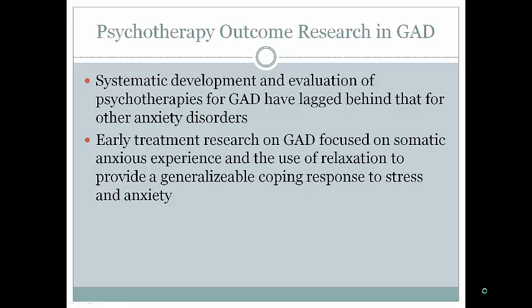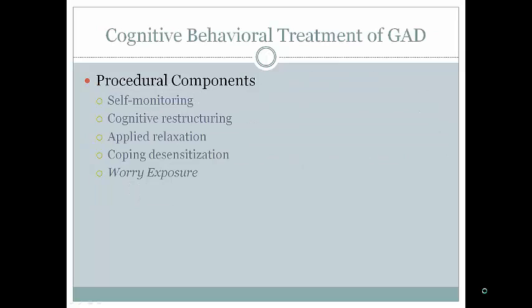So there's been kind of a lag in the development of psychotherapy for GAD as compared to other anxiety disorders, and I think part of that is because the disorder is much more diffuse, and it's also considered to be somewhat more normal. Like you commonly hear, oh, I'm feeling stressed out. And so I think people have not viewed this as pathological as it probably is. Early treatment research on GAD focused on somatic anxious experience and used relaxation to provide a more generalizable coping response to stress and anxiety, and even current treatments will involve the use of relaxation.